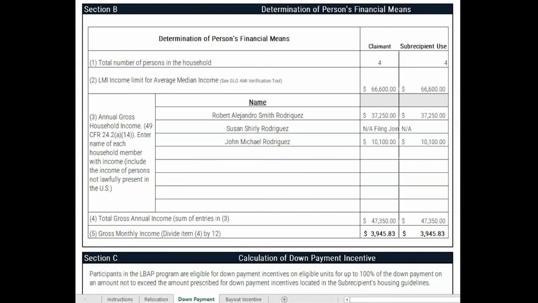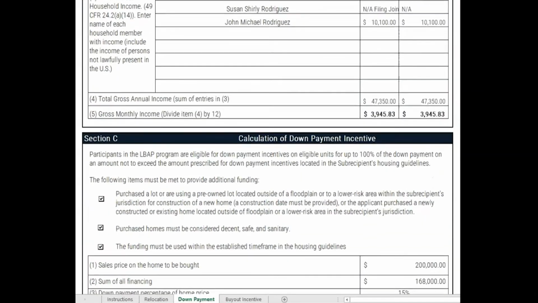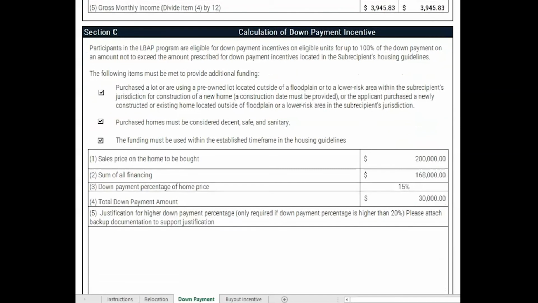Note: while down payment incentives may be provided to households with up to 120% of the area median income, only those funds used to serve households with up to 80% of the area median income may qualify as meeting the low and moderate income national objective. Subrecipients should also ensure in Section C that applicants are complying with all requirements and backup documentation has been attached.